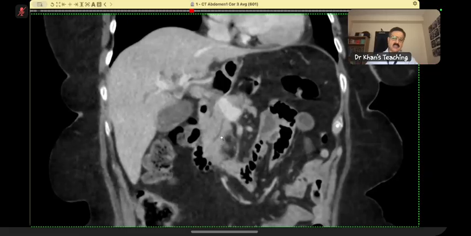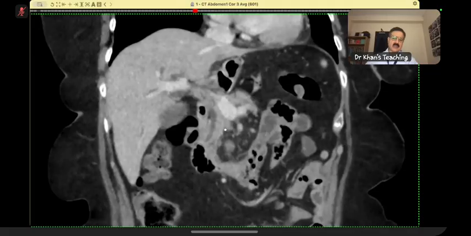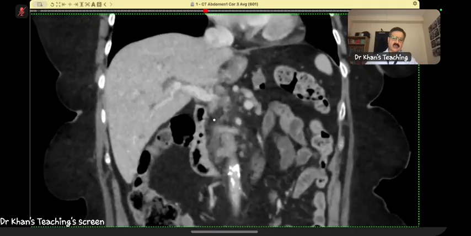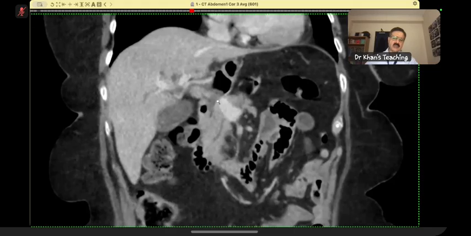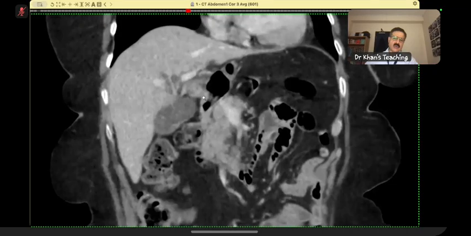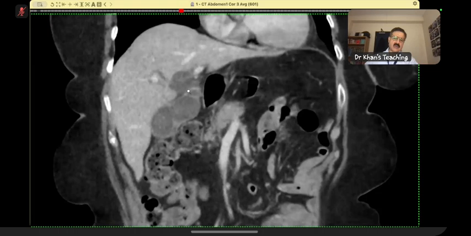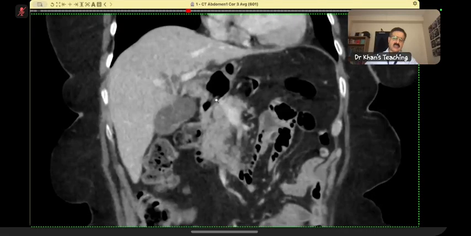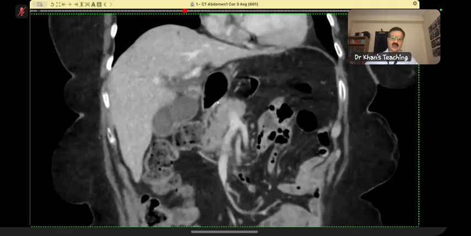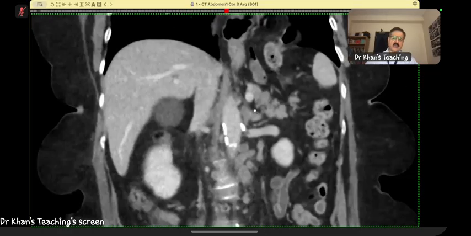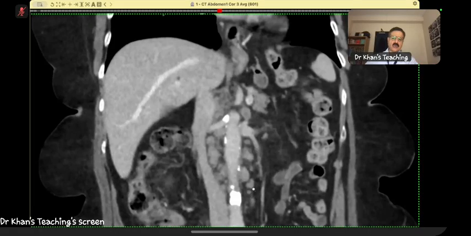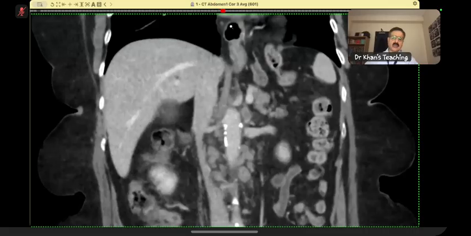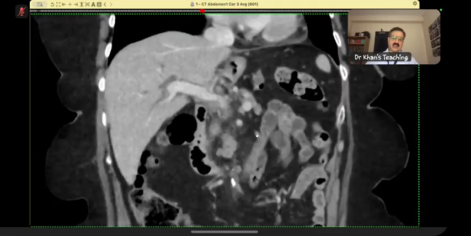Now, on coronal, this is the pancreas, and we can see the pancreatic duct here. This is the CBD. As we trace it upwards, you can see this thick enhancing mass, and this is the porta hepatis. A few centimeters distal to it is a cholangiocarcinoma, with all of these lymph nodes. These retroperitoneal nodes, and that node here, will by definition be metastasis.